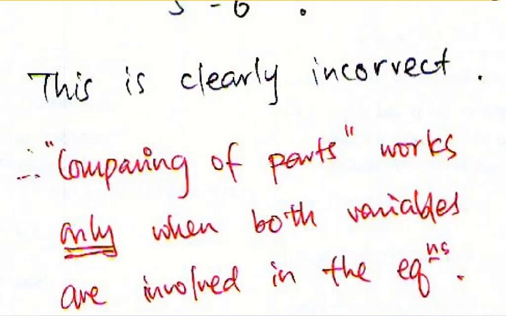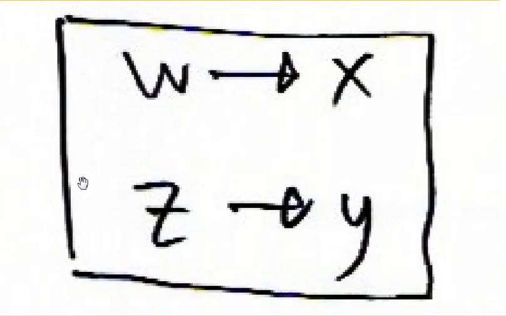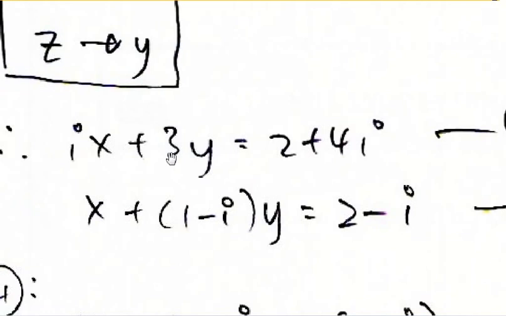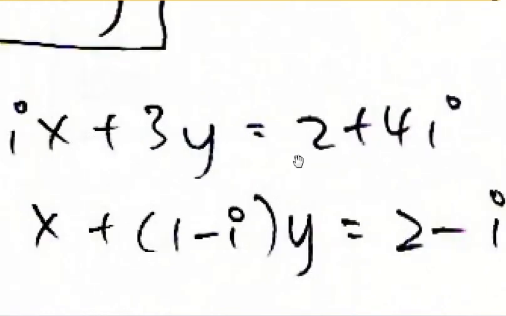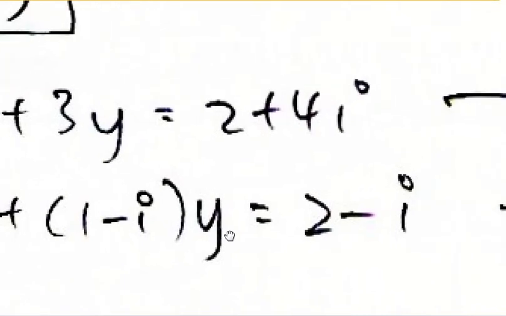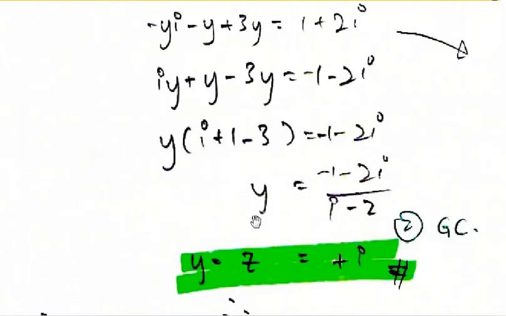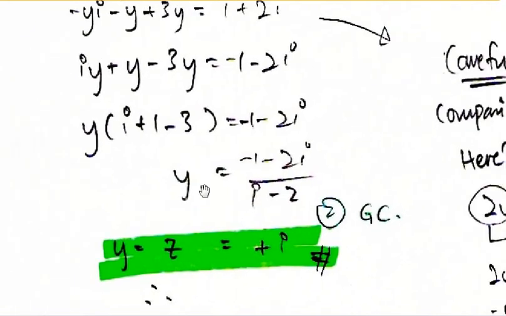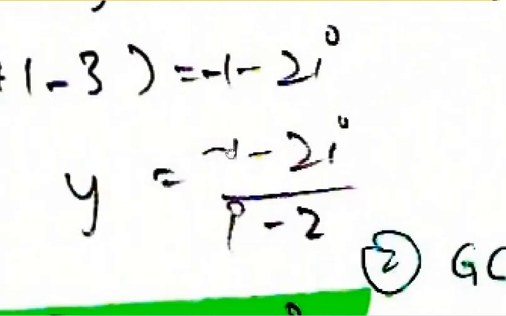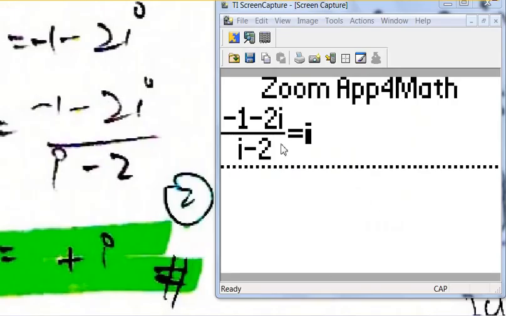To make things clearer, I have exchanged all w's with x's and all z's with y's. So now I'm working with these two equations: ix plus 3y equals 2 plus 4i, and x plus (1 minus i)y equals 2 minus i. Solving them simultaneously, I should be able to get y equals (minus 1 minus 2i) over (i minus 2). And so using my calculator, I know that my answer equates to i.